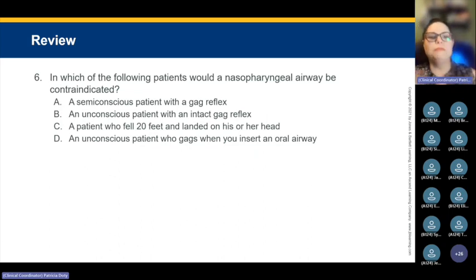So I'm going to say it one more time. In which of the following patients would an NPA be contraindicated? A semi-conscious patient with a gag reflex, an unconscious patient with an intact gag reflex, a patient who fell 20 feet and landed on his or her head, or an unconscious patient who gags when you insert an oral airway.